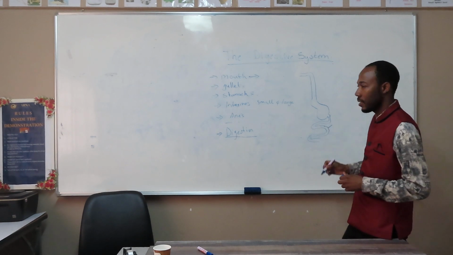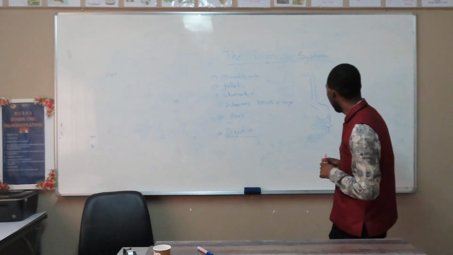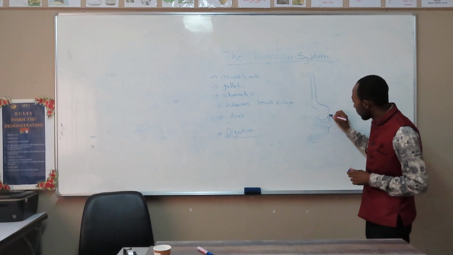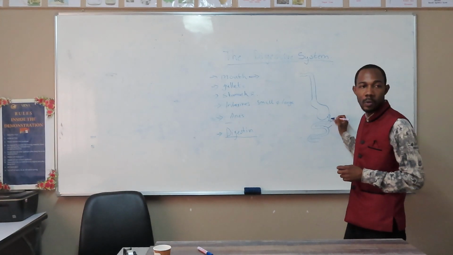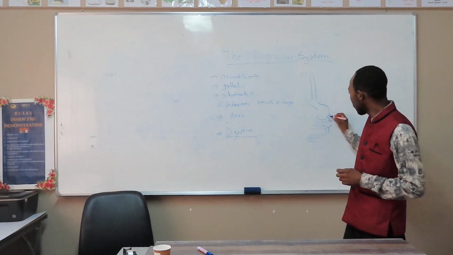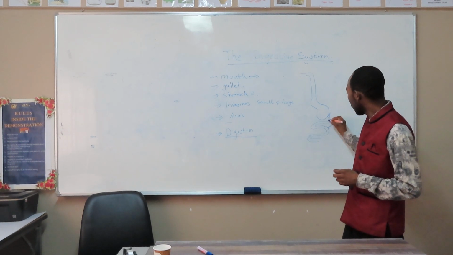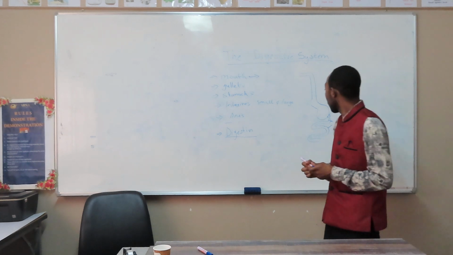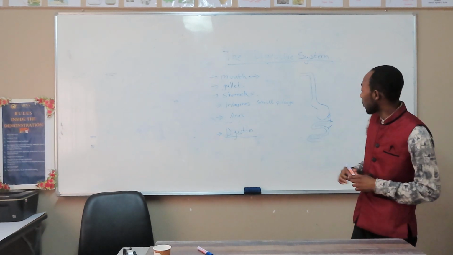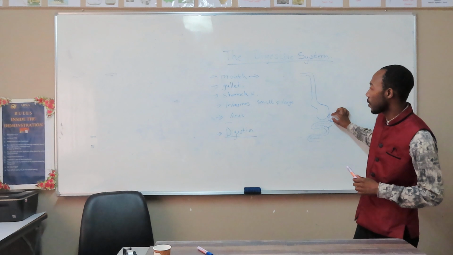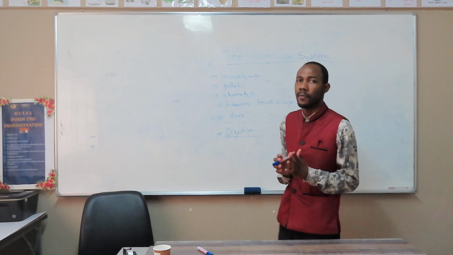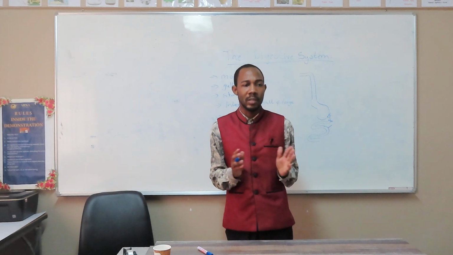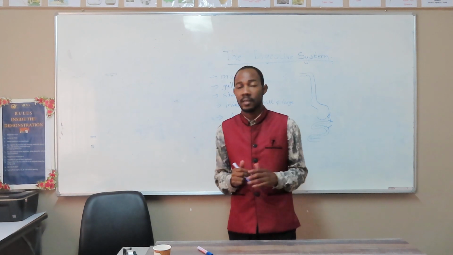So we have the small intestines. The first part of the intestines, we call this one the duodenum. The first part that separates the stomach and the rest of the small intestines, we call this part the duodenum. And then now we have the rest of the small intestines. So the duodenum is part of the small intestines.